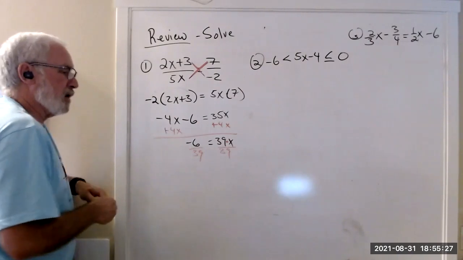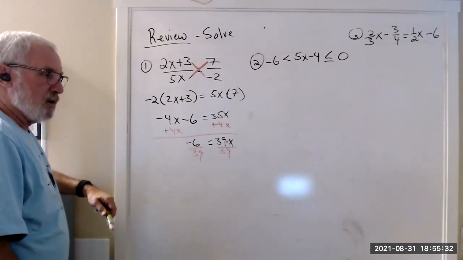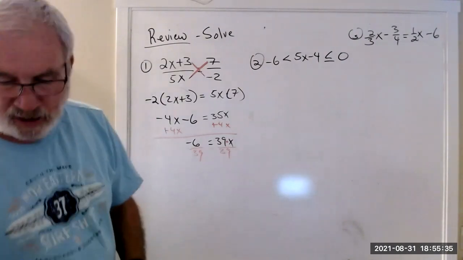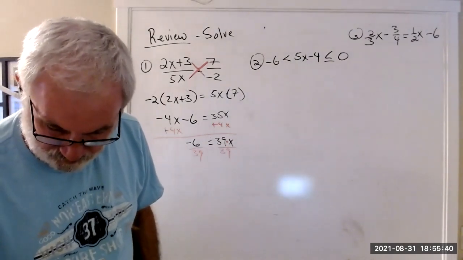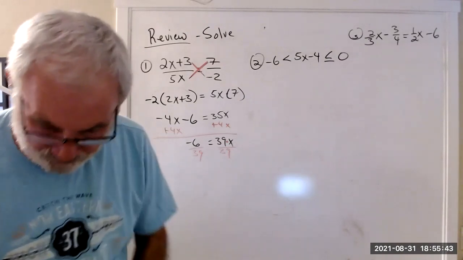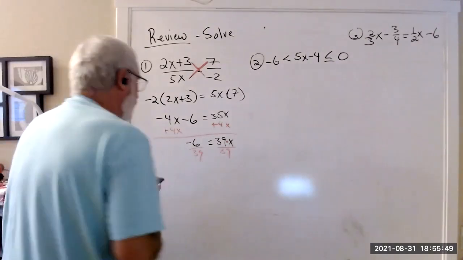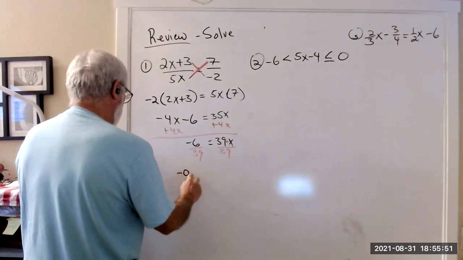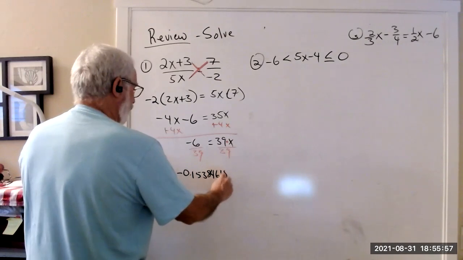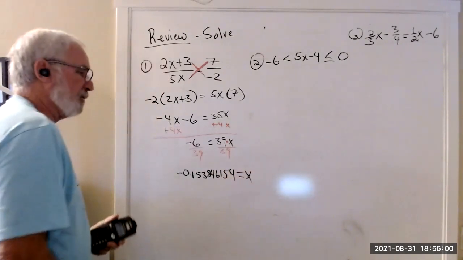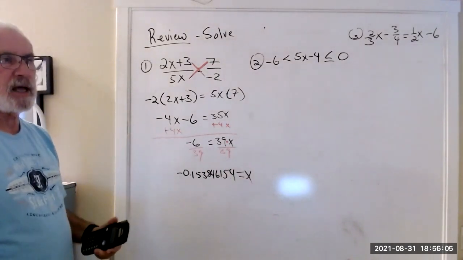Now's where we run into some trouble. Everybody's in love with their stupid calculators. But if you do negative 6 divided by 39 on your calculator, I get negative 0.153846154 equals x. And that's wrong. My calculator lied to me.